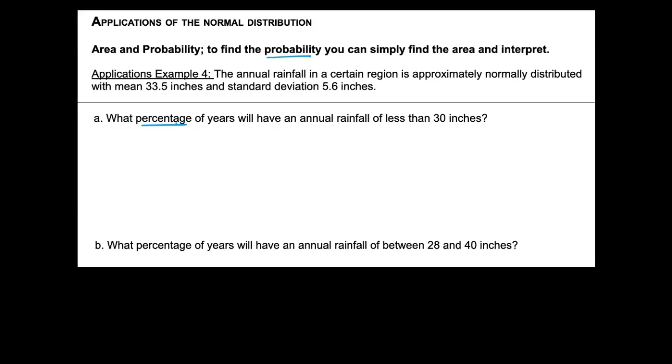The annual rainfall in a certain region is approximately normally distributed with a mean of 33.5 inches and a standard deviation of 5.6 inches. What percentage of years will have an annual rainfall of less than 30 inches? The first thing that I like to do is draw a picture. Probably not a surprise, we draw pictures for most of these problems in this section.